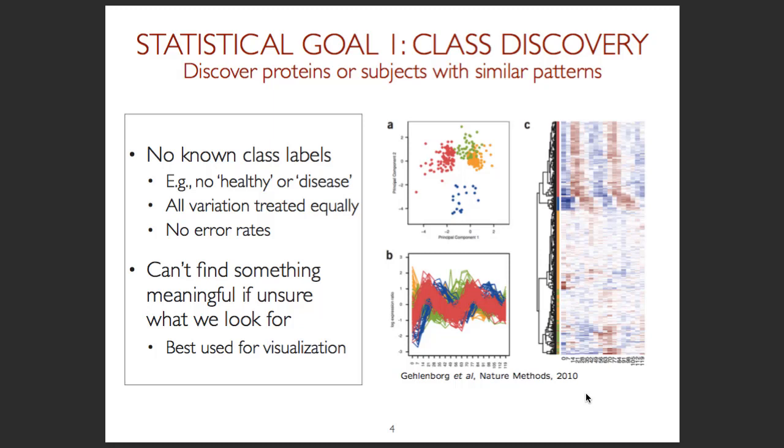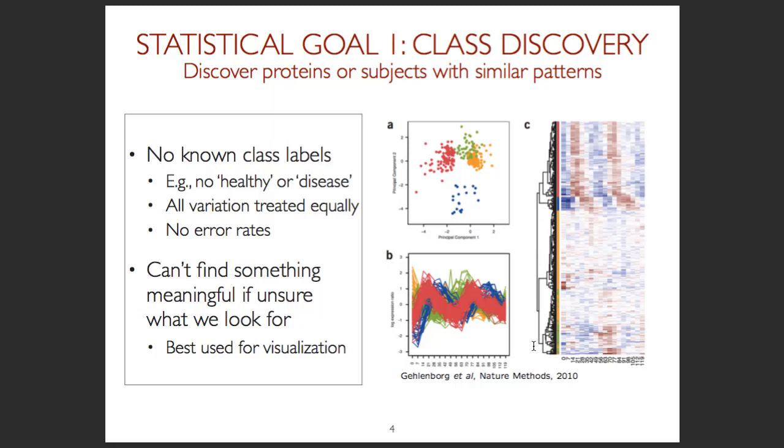Briefly, in a very broad way, we can distinguish three types of statistical goals. All of them have something to do with patterns or classes. Classes are essentially either proteins or subjects which have something in common. And so the first statistical goal is class discovery. And this would be based on something like heat maps that you have all seen a lot, I'm sure.